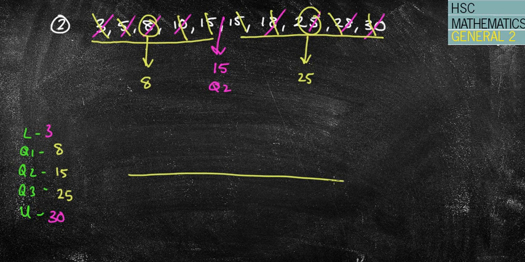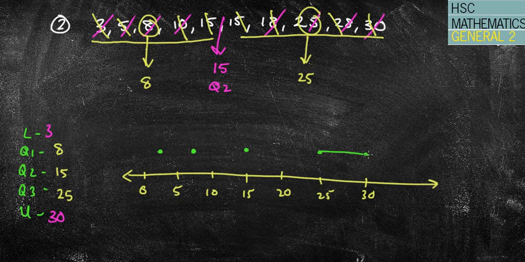The same thing will apply now. I'm going to draw my number line. I'm going from 3 to 30, so let's go up by 5s. So 0, 5, 10, 15, 20, 25, and 30. And I'm going to put my 5 points of information on there. So we've got 3, which is sort of about here. We've got 8, sort of about there. 15, 25, and 30. Draw my whiskers as we did on that last example. Put in my box as we did that last example, and then finally the Q2 line.